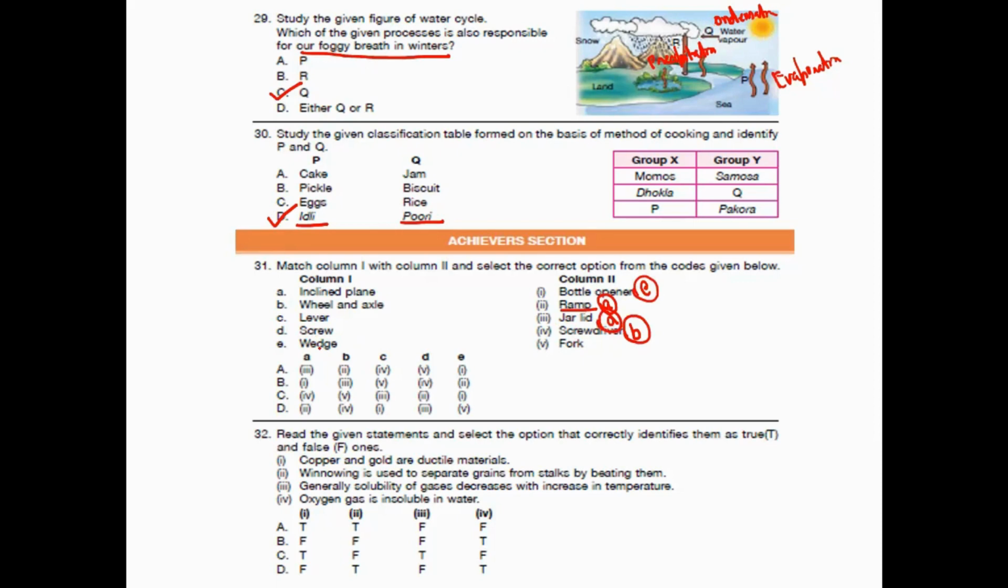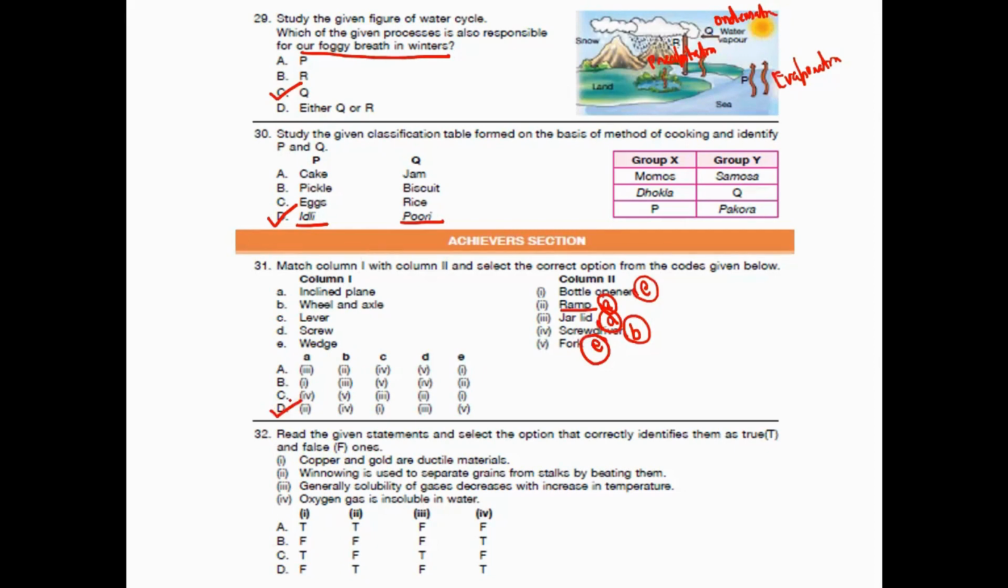And the last one, wedge. So wedge, we know it has a flat surface. So it can be a fork, right? So the fifth one is E. So the correct answer here, we can see, is option number D, right?